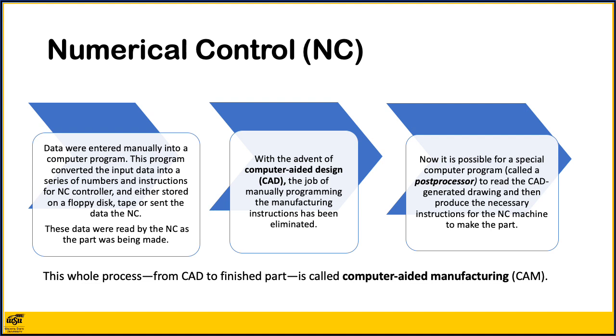With the advent of computer-aided design, CAD, the job of manually programming the manufacturing instructions has been eliminated. Now it is possible for a special computer program called a post-processor to read the CAD-generated drawing and then produce the necessary instructions for the NC machine to make the part. The whole process from CAD to finished part is called computer-aided manufacturing, or CAM.